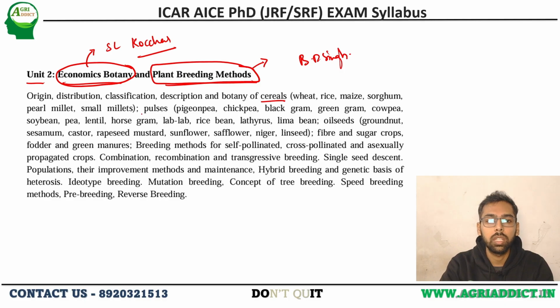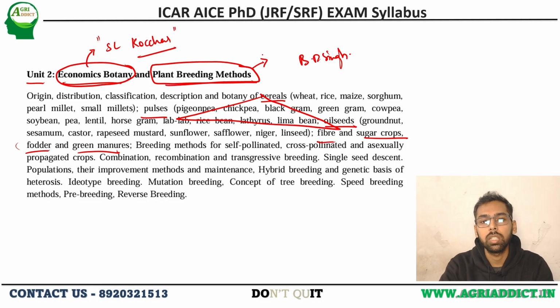So the cereal crops and then the pulse crops, followed by the oilseed crops, will be the major portion covering areas, followed by fiber, sugar crops, fodder crops, and then green manure crops. For this entire economic botany portion, you can refer to the S.L. Kochar book. And regarding plant breeding methods, which is again the basic syllabus of your MSc, the plant breeding book by B.D. Singh will be mostly enough.